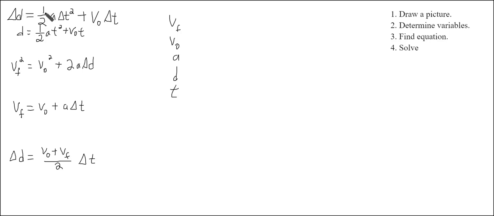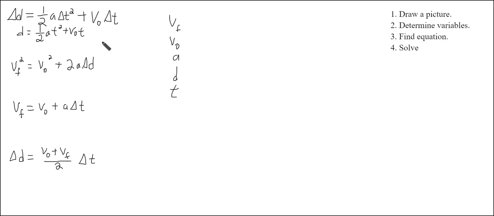Here you have d, a, t, v naught. There's 4 variables. Here we have v final, v initial, a and d. Here we have v final, v initial, a and t, and d, v initial, v final, and t. Every one of these cases we have 4 variables, but here we have 5.